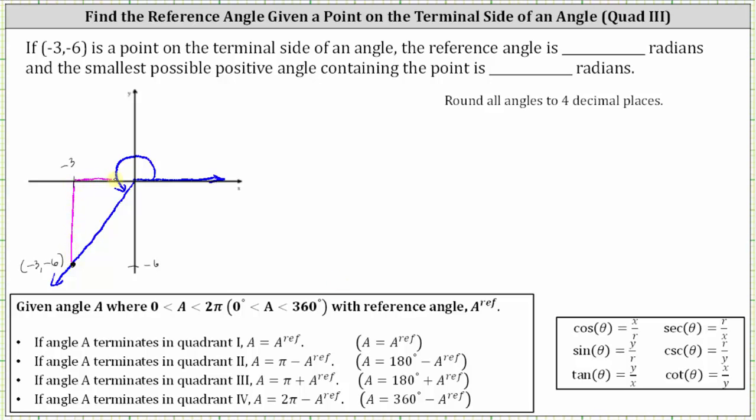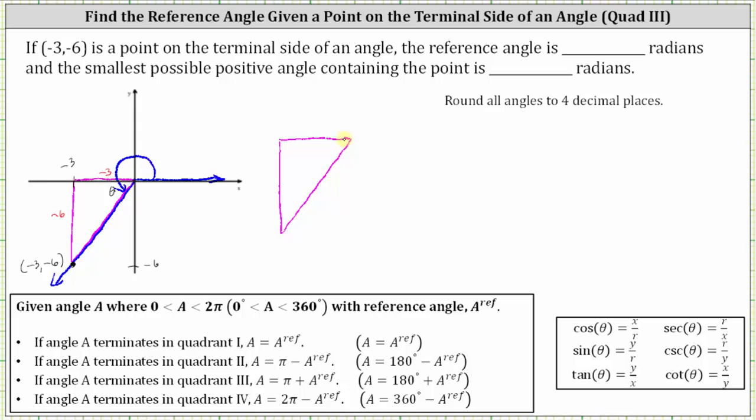This right triangle formed is the reference triangle, and the reference angle is the angle between the negative x-axis and the terminal side. Let's label the reference angle theta. Because x equals -3, we can label the adjacent side to angle theta -3. Because y is equal to -6, we can label the opposite side to angle theta -6. Let's sketch this reference triangle larger on the right.